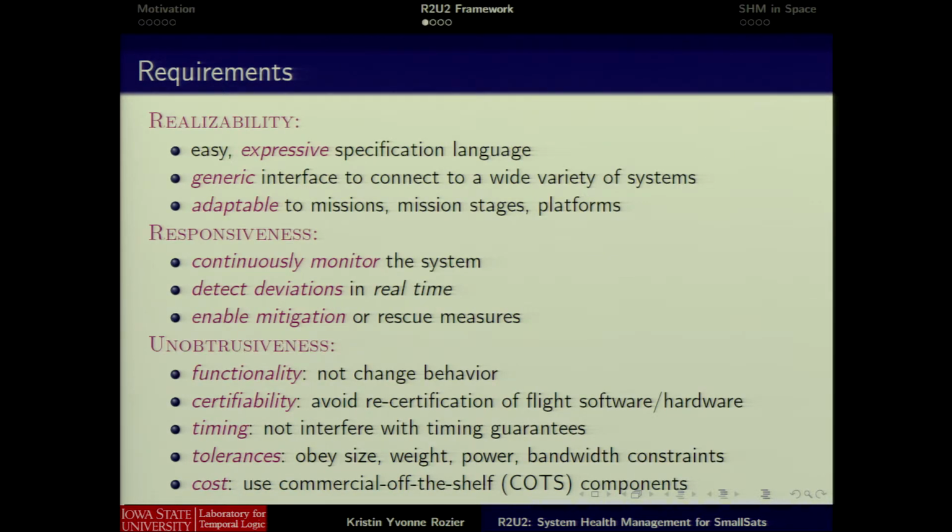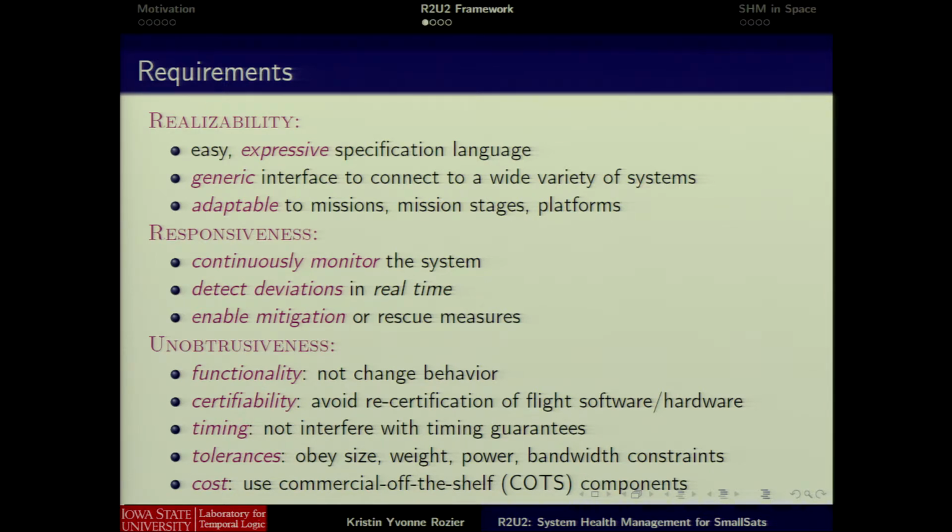In other words, we need the following requirements that I have on this slide. We need something that is realizable. It needs to have an easy expressive specification language that is generic and adaptable to our different platforms or updates to the current platforms. We heard in the keynote this morning the funny story about having to mail the entire chipset when someone makes one small update to a system. We need to avoid that kind of thing, right?